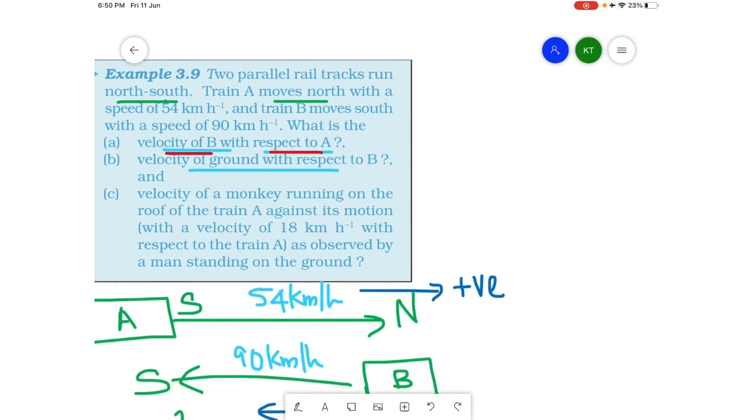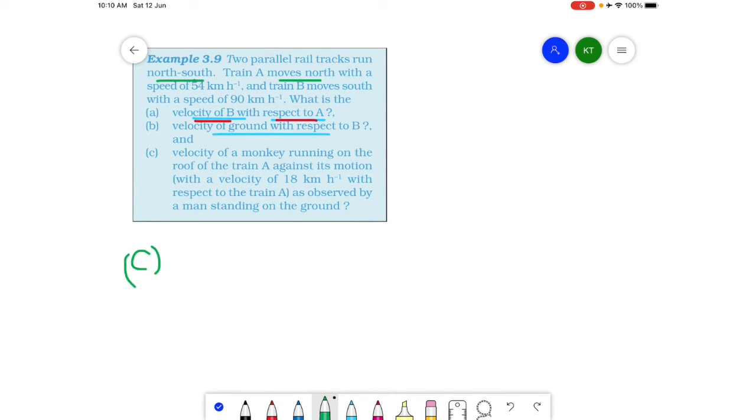Now, let's solve the third part of the question. The velocity of a monkey running on the roof of train A against its motion with a velocity of 18 km per hour with respect to train A, as observed by a man on the ground. So what is given to us? We have the velocity of the monkey on the roof of train A against its motion, 18 km per hour with respect to train A. So we got VMA equal to 18 km per hour.